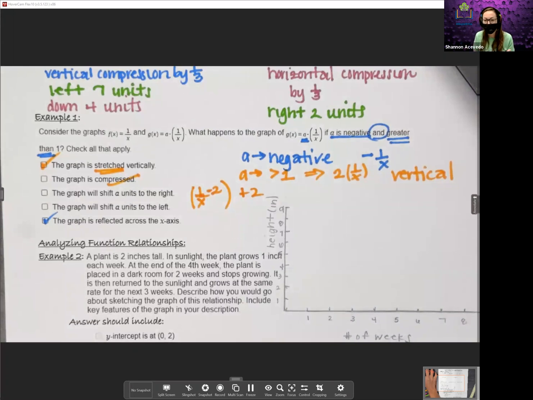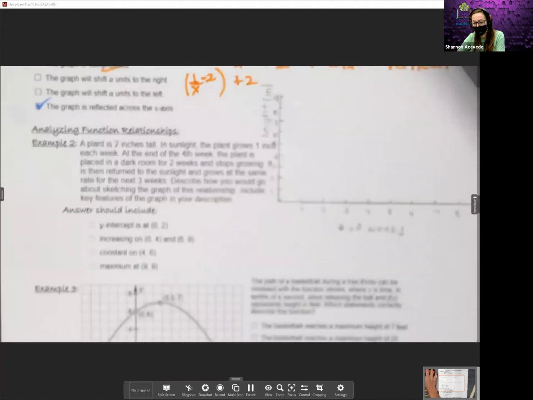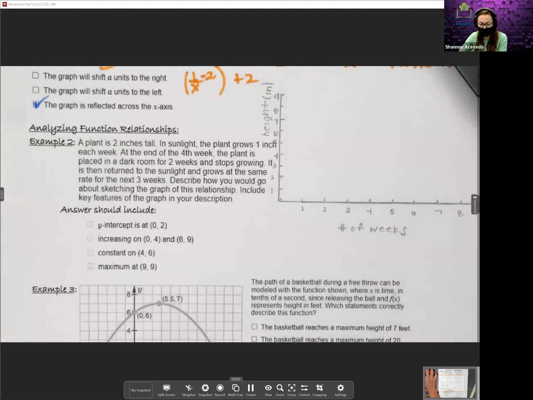So looking at what did they give me, I'm reading through them. All righty. So that kind of covers that section of shifts, compressions. And all of those different types of things are called transformations. So moving on, analyzing function relationships.